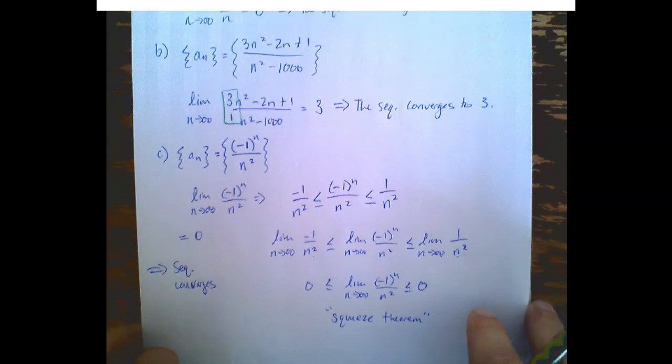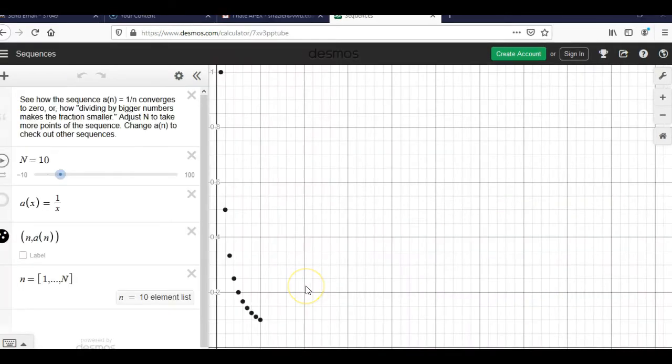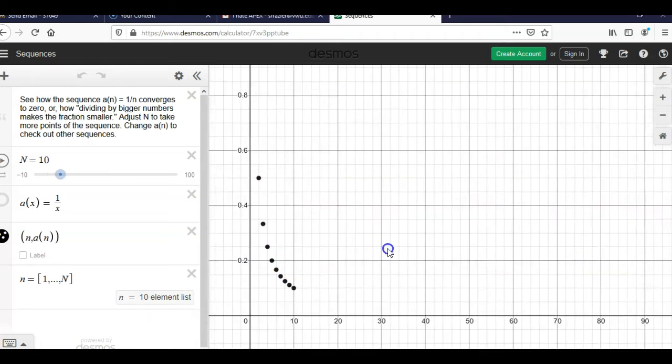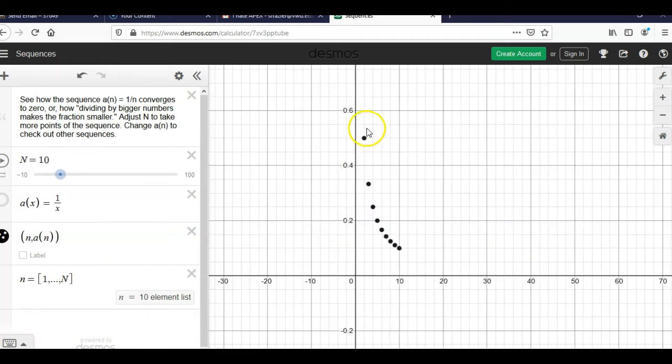We can also take a look at the graphs of these in Desmos. So let's see what happens with that. Okay, so we can see here the sequence of numbers. Here we have a of x is 1 over x. So it's going to plot some points, n and a sub n. If n is 10 terms, we can see the first term would be roughly 0.5, and so on and so forth. So you can see here the terms of the sequence evolving as we go, 1, 2, and so on.